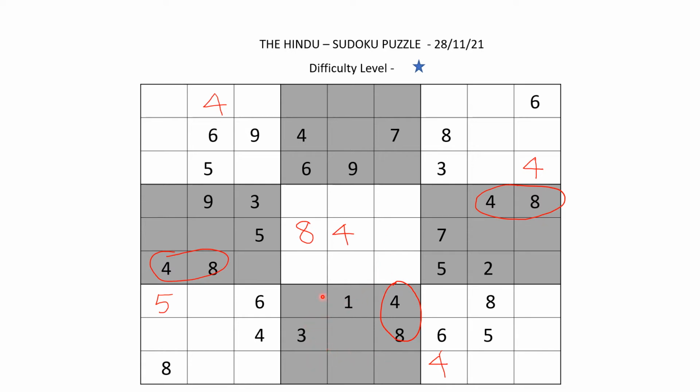Similarly, in this section also, you have a 5 blocking this cell. You have a 5 blocking here, but we don't have any other 5 to check which cell will take 5. So let's leave this also. Let's move on to the next number, which is 6.